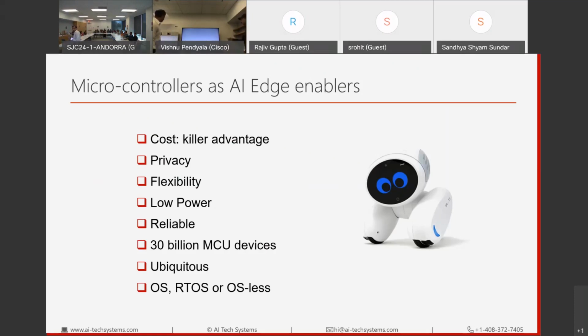It's not showing up there. Oh, your network is flaking. Oh, yes.